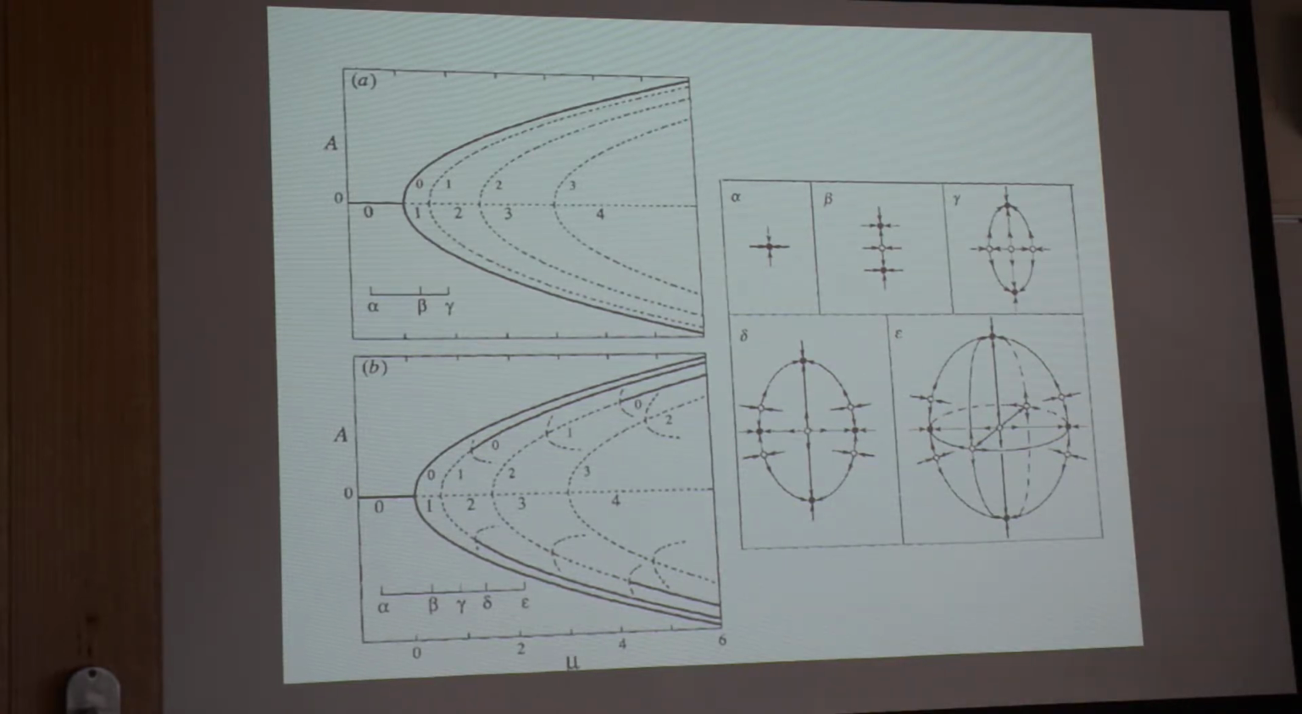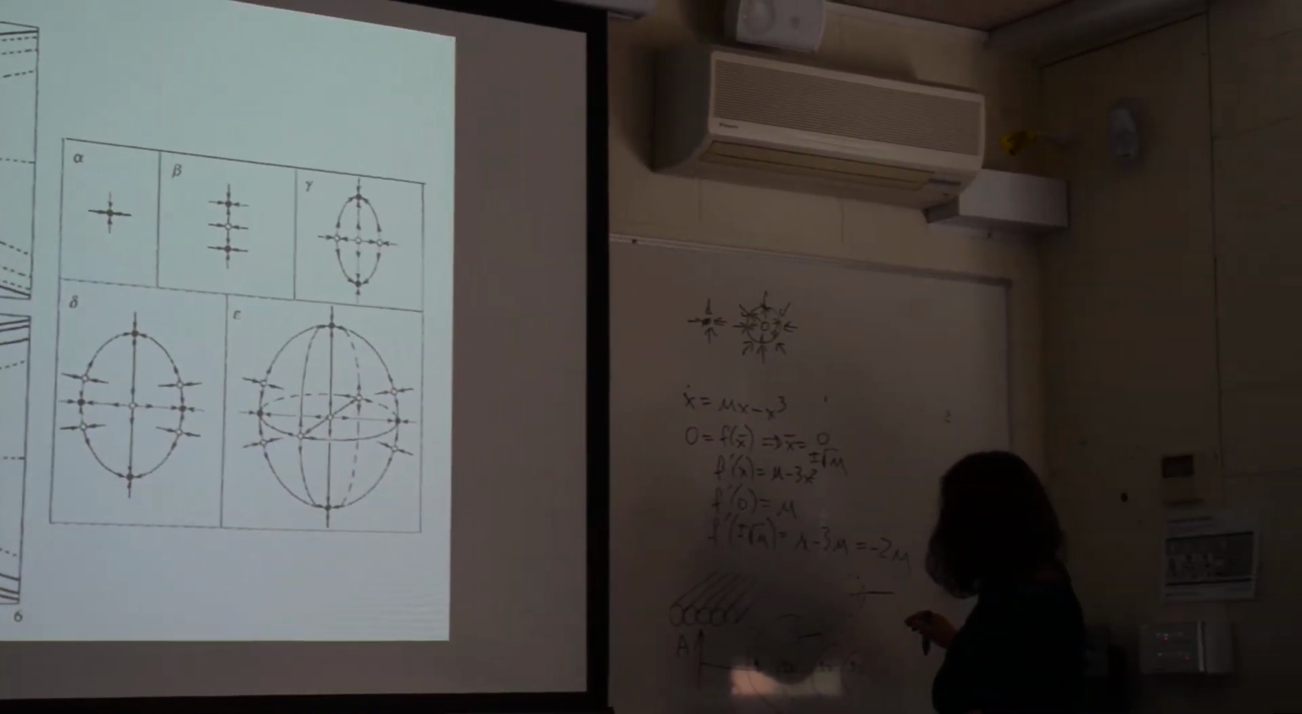It was unstable, and now it's going to become stable. You've seen this picture before, right, of the subcritical bifurcation.